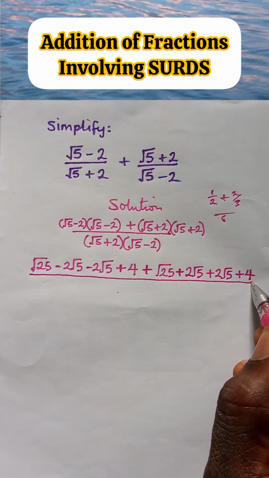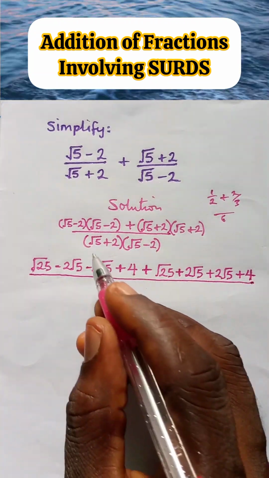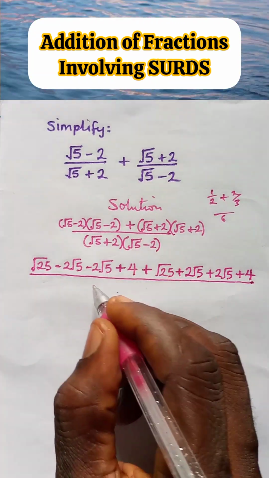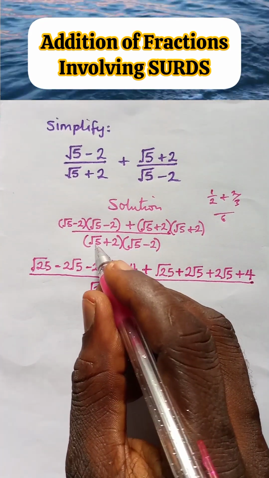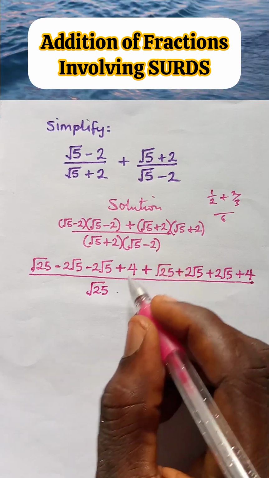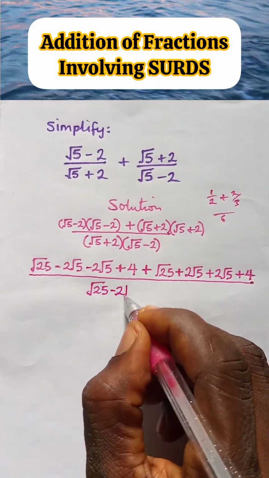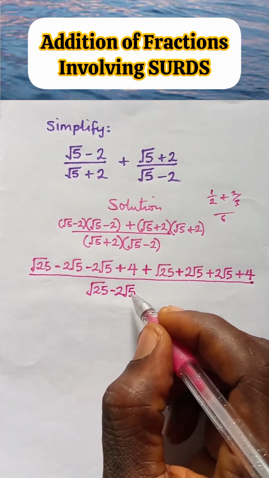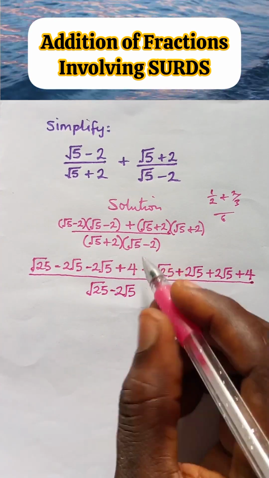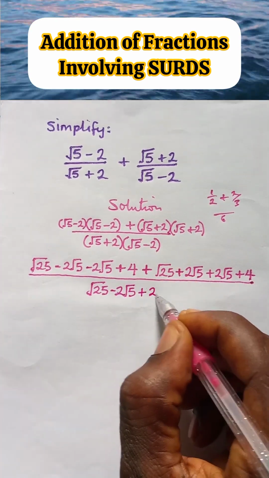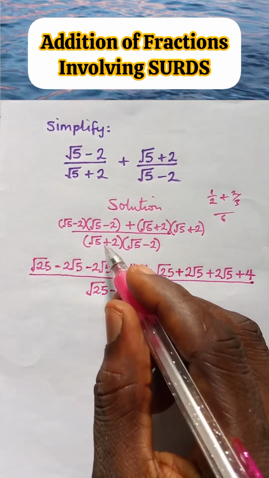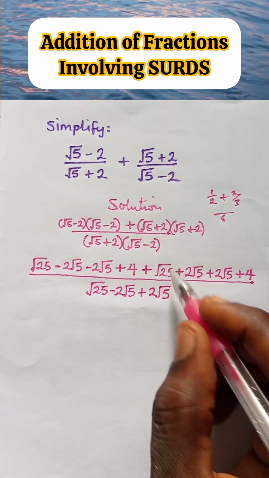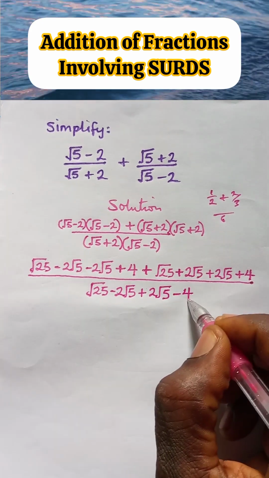We are moving now to the denominator. So here, √5 multiplied by √5 gives us √25. √5 multiplied by negative 2 gives us minus 2√5. And then 2 multiplied by √5 gives plus 2√5. And lastly, positive 2 multiplied by negative 2 gives us minus 4.